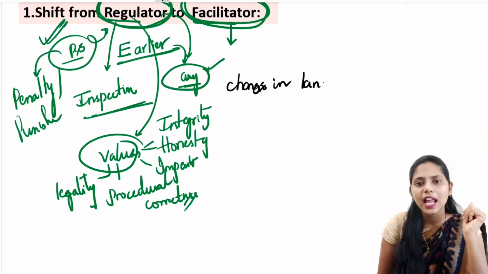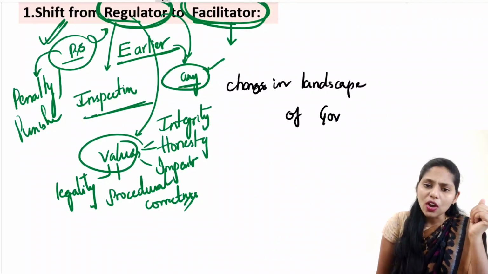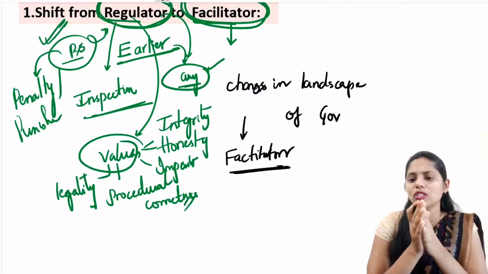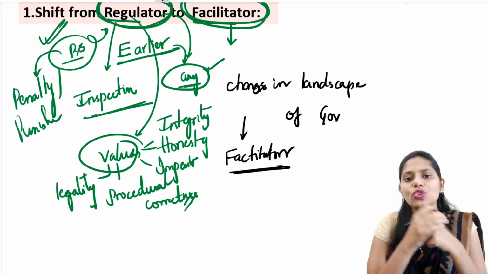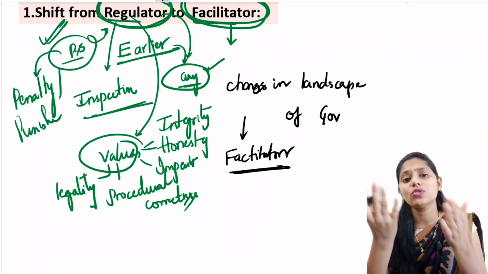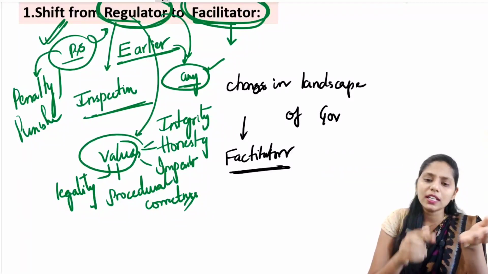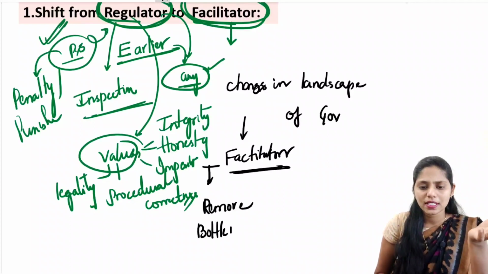There are changes in the landscape of governance. So there is a landscape change that is seen in governance. Now government has started acting as a facilitator. In this role, government needs to identify the bottlenecks which are present. What are the grievances mainly faced by the people or the stakeholders who are involved? Government needs to remove the bottlenecks which are present here.